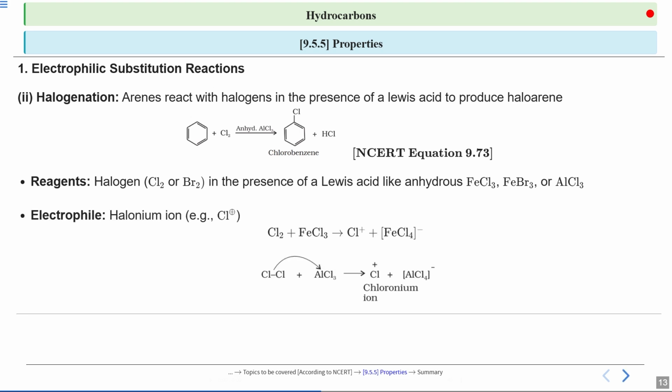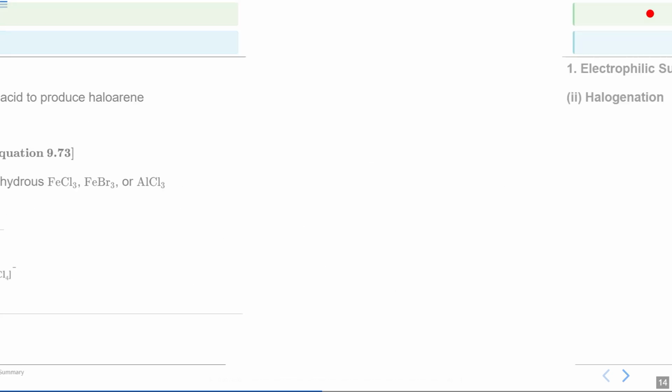Now, let us focus on the electrophile in this reaction, how the electrophile is generated. The Lewis acid reacts with halogen to produce a halonium ion, such as Cl plus specifically in this case, where the Cl2 is reacting with FeCl3 to form Cl plus and FeCl4 minus. This Cl plus is the actual species that attacks the benzene ring. The diagram here shows the mechanism. So pay attention to how the electrophile is generated and how it interacts with the aromatic ring.